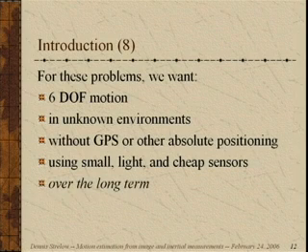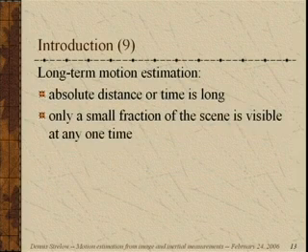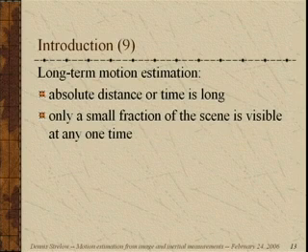And really, the thrust of this talk is that we want to do this over the long term. And by long term, I really mean two things. One is the obvious thing, that the absolute time or distance is long. The other thing, though, in the context of vision, is that only a small fraction of the scene is visible at any one time. And I'll show you some examples of that.